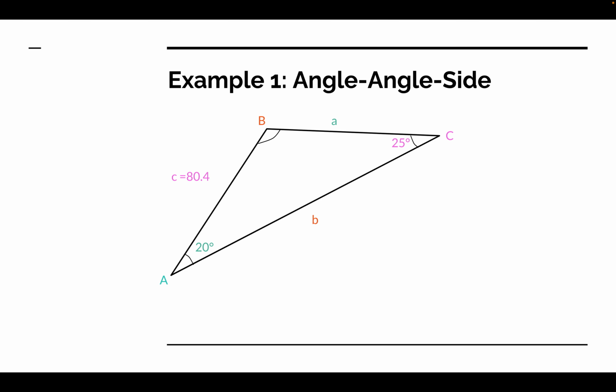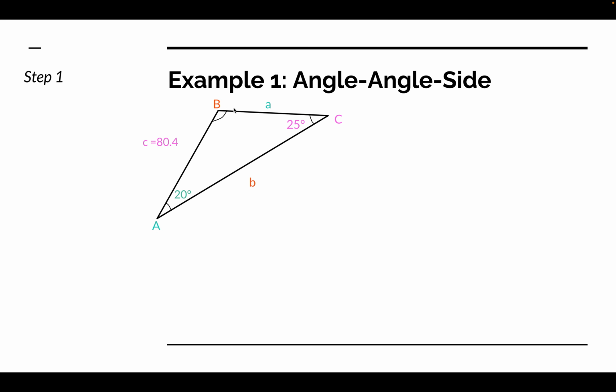So here's our first example. This is a triangle that we've been given an angle and a side, like I said up here. So we're looking for angle B, side A, and side B. To get started, we're going to figure out angle B. We're going to add together angle A and angle C and subtract from 180, because all of the angles within a triangle will equal 180. So, add them together, subtract from 180, and you get angle B is 135. After you have that, we're going to try to figure out side A.